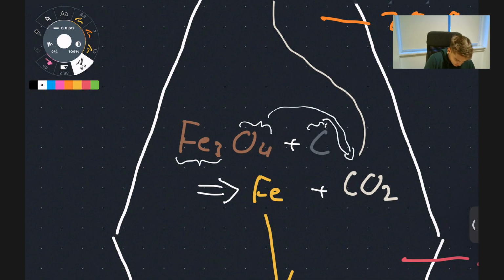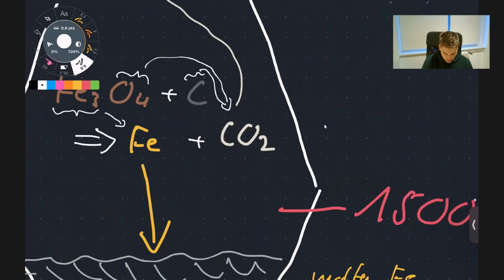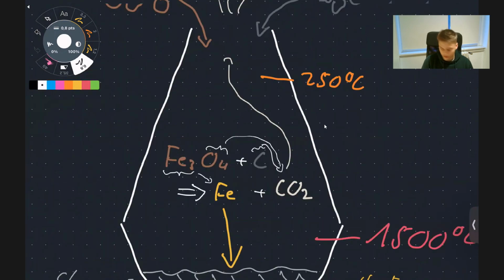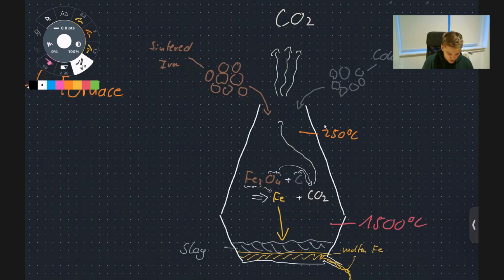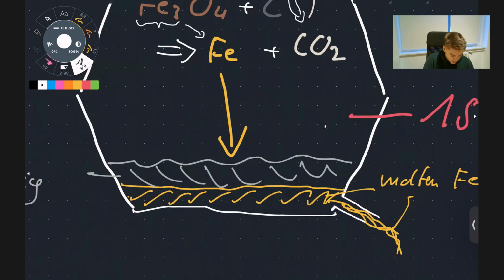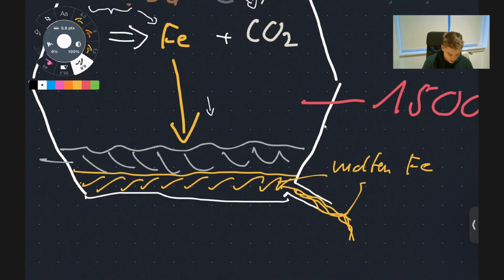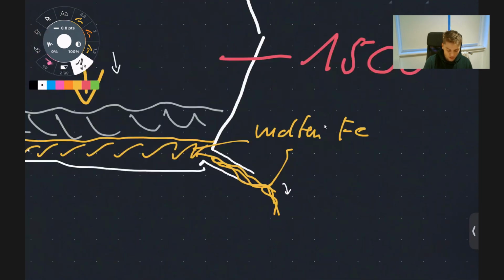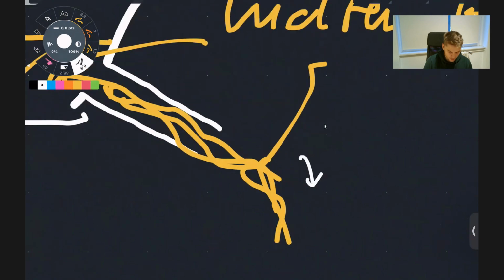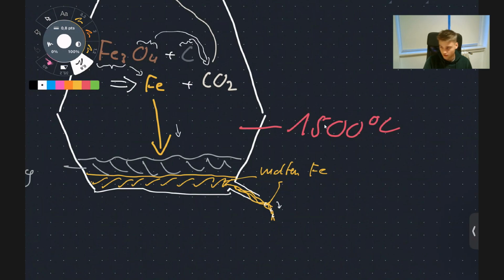This leads for the iron to be freed, and so we have pure molten iron because of the high temperatures at the bottom. So with this reaction we form CO2, which gases out into the atmosphere here, and we also have molten iron that is collected at the bottom, where we can get this molten iron out of the blast furnace. This molten iron at the bottom is not 100% pure because some of the carbon is solved in it. This will be relevant for the next step.